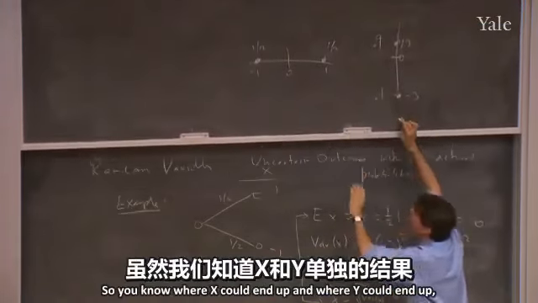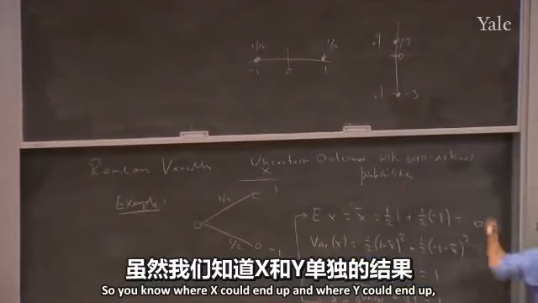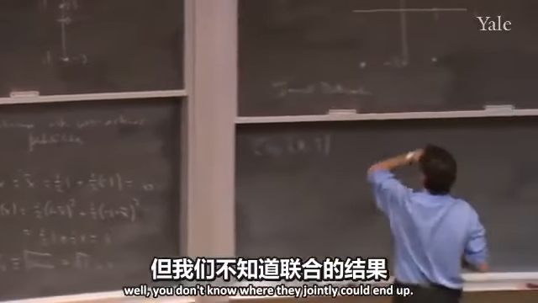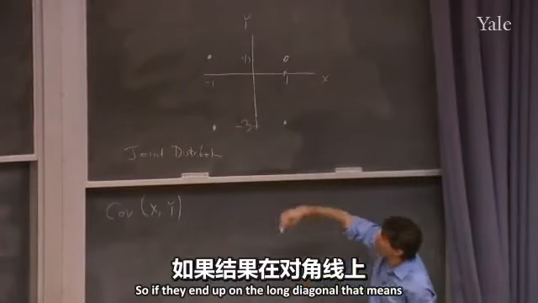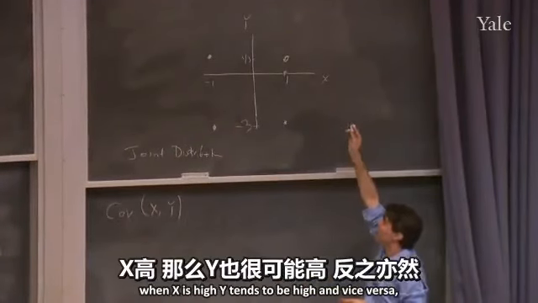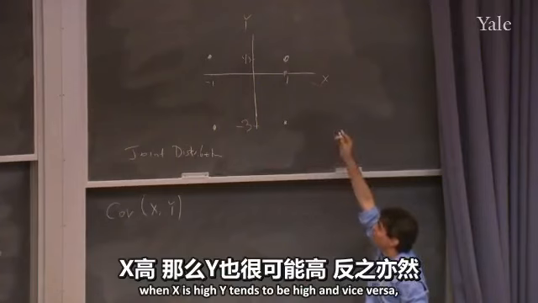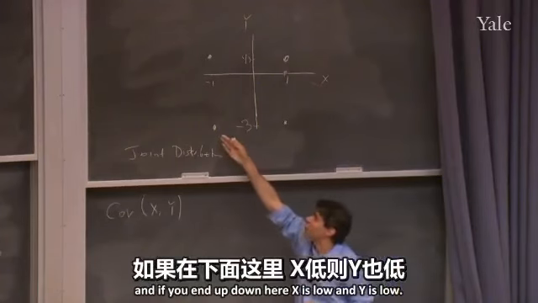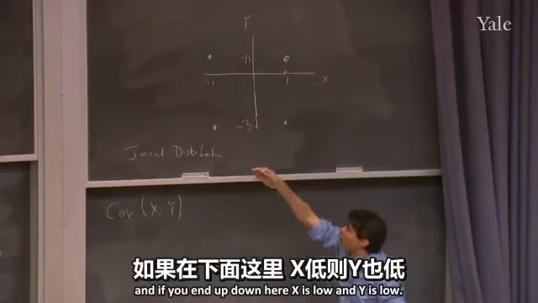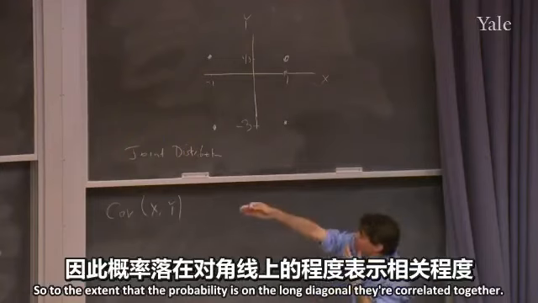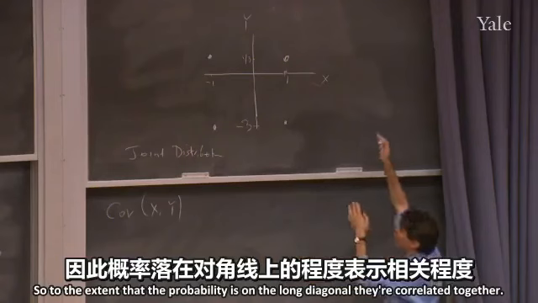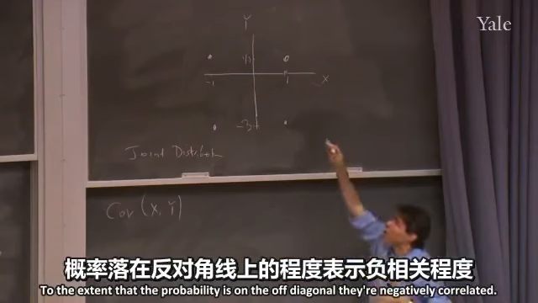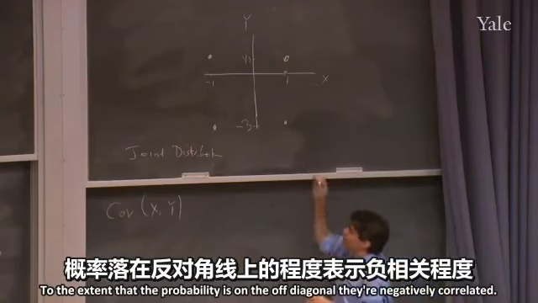So you know where x could end up and where y could end up, but you don't know where they jointly could end up. If they end up on the long diagonal, that means when x is high, y tends to be high, and vice versa. If you end up down here, x is low and y is low. To the extent that the probability is on the long diagonal, they're correlated together. To the extent that the probability is on the off diagonal, they're negatively correlated.